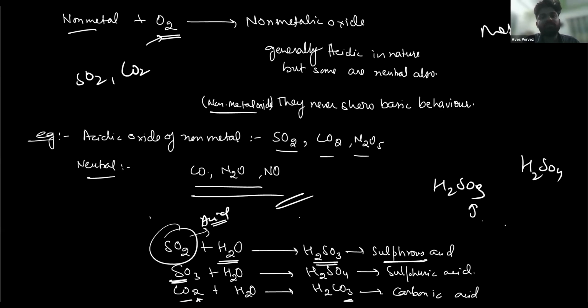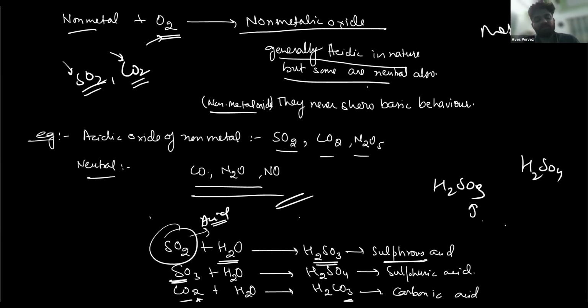Okay. Is my voice clearly audible to you? Yes, sir. Okay. Now I'm talking about sulfur dioxide and carbon dioxide. These are the non-metallic oxides. Carbon is a non-metal, sulfur is a non-metal, so when they react with oxygen, they form non-metallic oxides. And non-metallic oxides are generally acidic in nature.